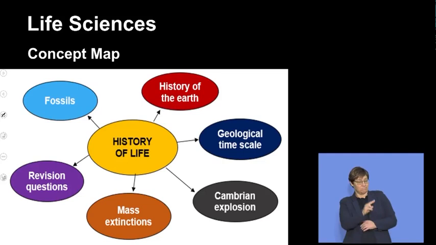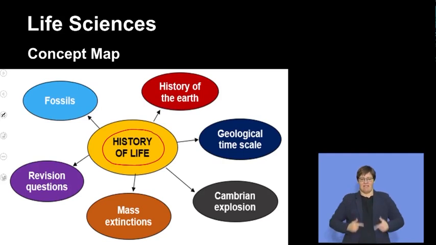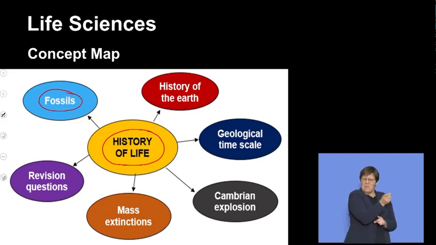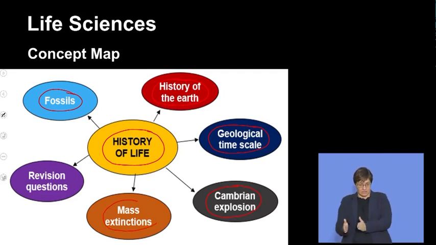If we have a look at this concept map, which covers the section called the history of life. In previous lessons, we looked at fossils, what they are, how they occur. Then we looked at the history of the earth and how things changed over time. Then we took a look at the geological time scale and how it illustrated the Cambrian explosion. Then we looked at mass extinctions, and I'm going to revise all of those today, and we're going to have a look at some revision questions.